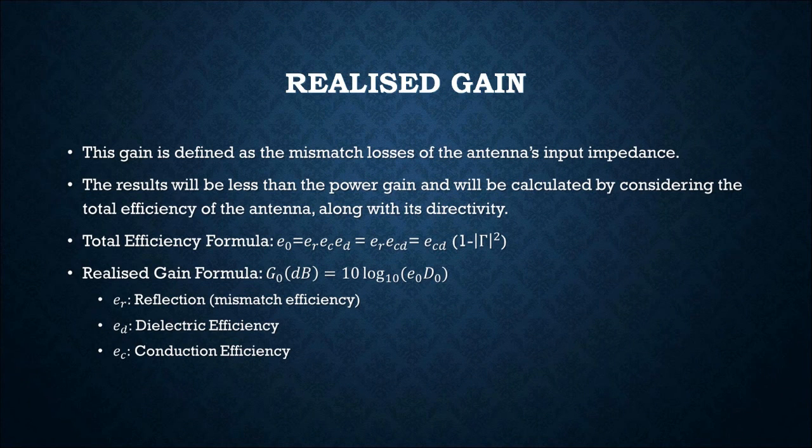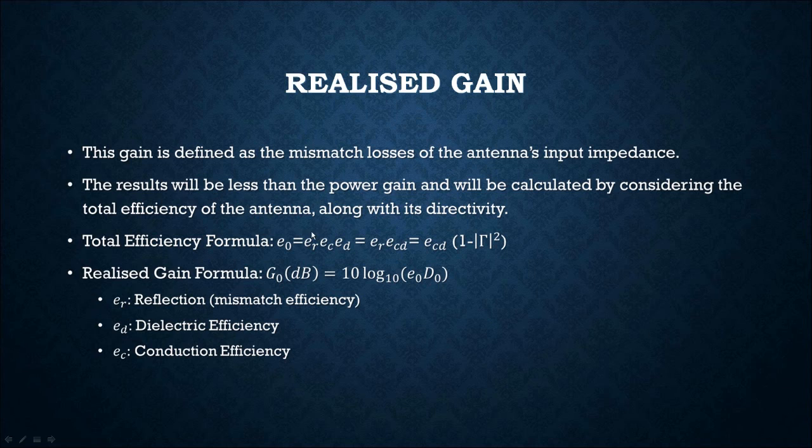So antenna gain is not the only thing here. Another gain that is also a concept in radars is called realized gain. This gain is defined by the mismatch losses of the antenna's input impedance. This gain will also be less than the power gain, and it is calculated by considering the total efficiency of the antenna along with its directivity. The total efficiency of the antenna accounts for the losses due to reflections at the input terminals, as well as losses within the structure of the antenna.